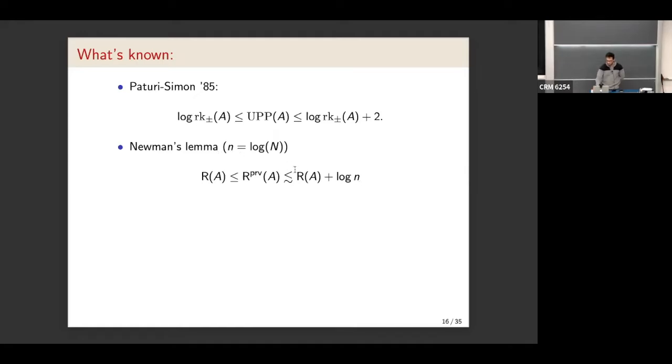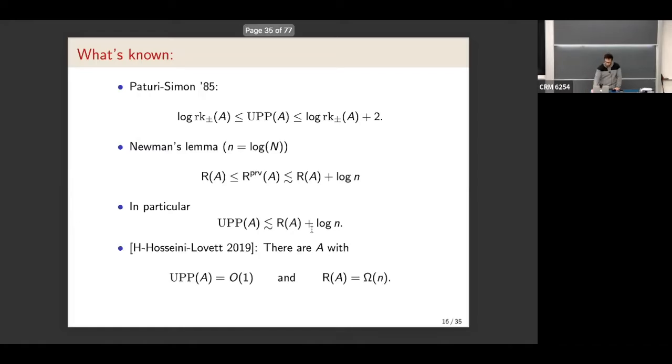And the reason I write this as log of n is that in communication complexity, it's natural to think of this small n as your actual parameter. If you think of inputs as n-bit inputs, then your matrix is really 2 to the n by 2 to the n. So from this, you also get that, of course, UPP is at most public randomized plus log n, because even private satisfies it.